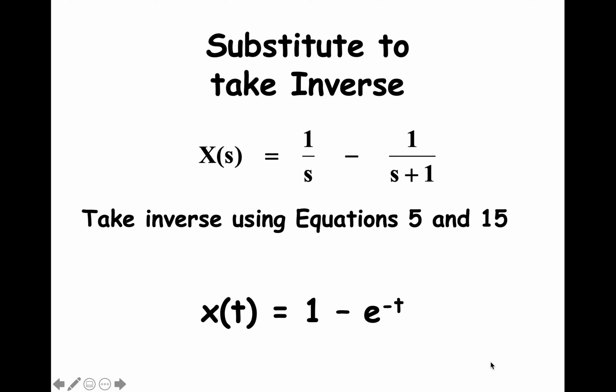Now we insert the terms to write X(s) equals 1 over s minus 1 over s plus 1. We can find these expressions in column 3 of the Laplace transform table. They are equations 5 and 15. Taking the inverse, we get x(t) equals 1 minus e to the power minus t. For simple expressions, it is not too hard to do by hand.